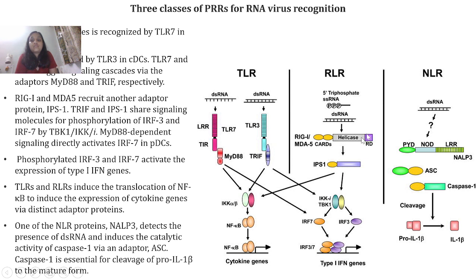So one of the NLR proteins is there in case of NLR, or NOD-like receptor, in which one's name is NALP3, detects the presence of double-stranded RNA and induces the activity of caspase-1 via an adapter which is known as ASC. Caspase-1 is essential for cleavage of pro-IL-1 beta to IL-1 beta. Thus, it is also a cytokine. So, you can understand this is completely different from the TLR and RLR pathway. It is activating the caspase pathway, which is activating the IL-1 beta.